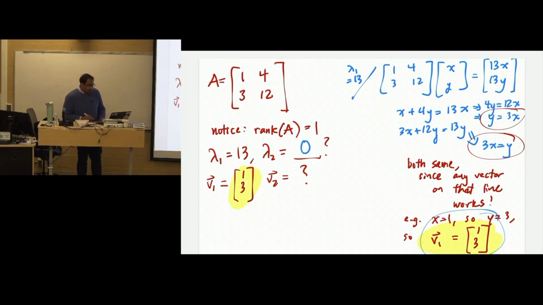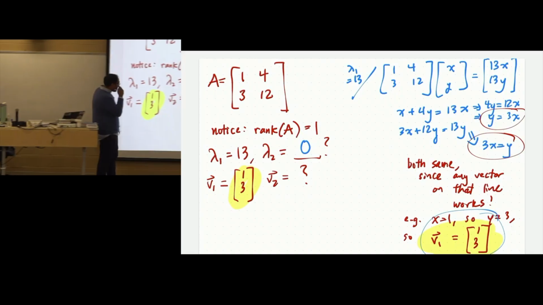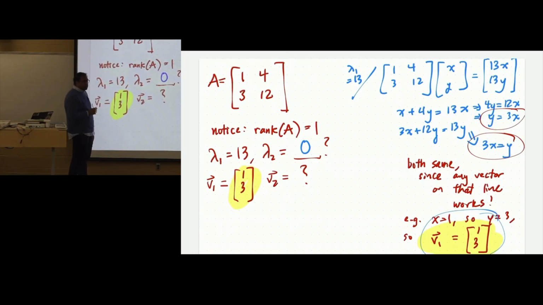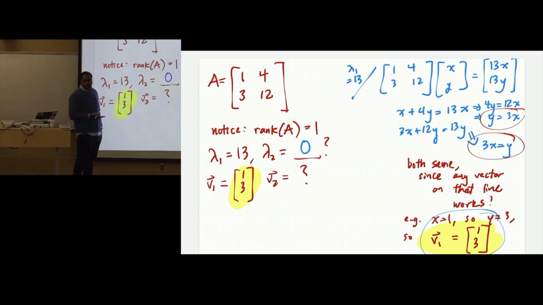That's good. Okay, what about the eigenvector v2? How might I find it? And what is this related to in terms of things we've seen studying for midterm 2?